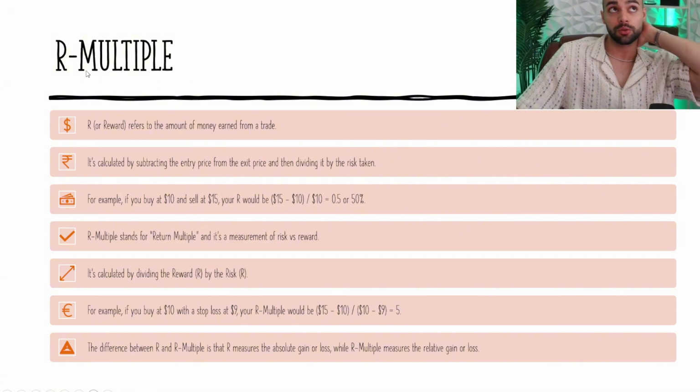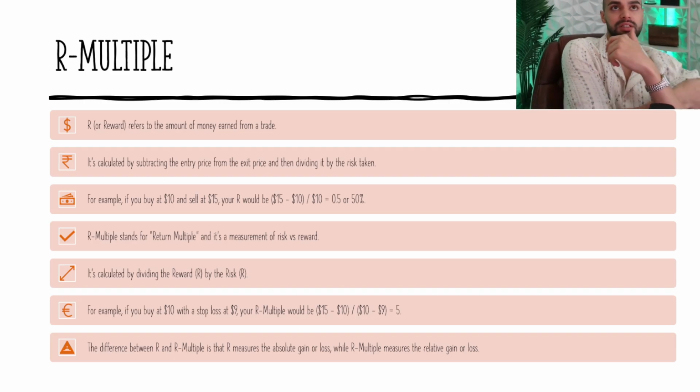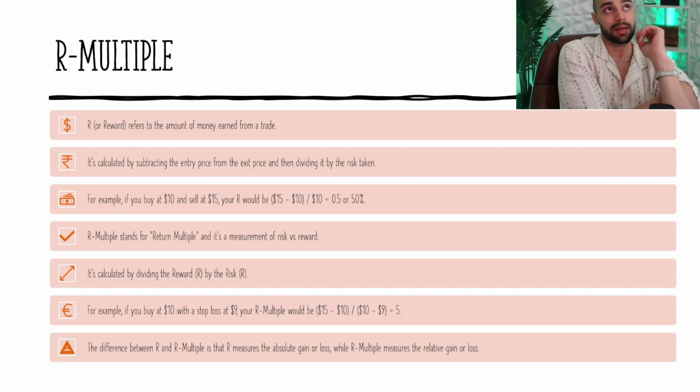And this is what your R multiple actually is. So R refers to the amount of money that you earn from a trade. So it's calculated by subtracting the entry price from the exit price, right? And dividing it by the risk taken. This is what the R multiple is. So for example, if you buy at $10, sell at $15, your R would be 15 minus 10 divided by 10. So it would be 0.5 or 50%.